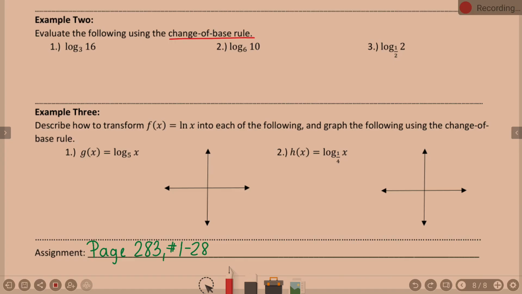Now, change of base rule. Yes, this requires the calculator. Okay? Because I am looking for a decimal answer.